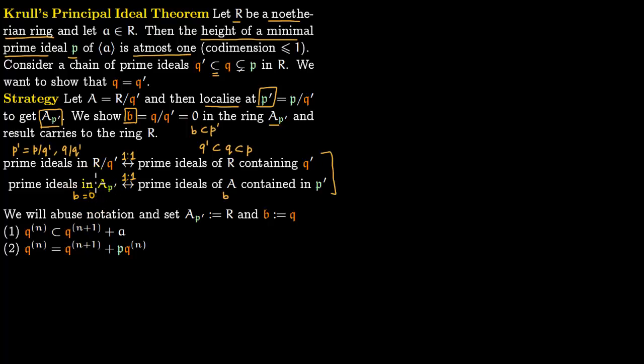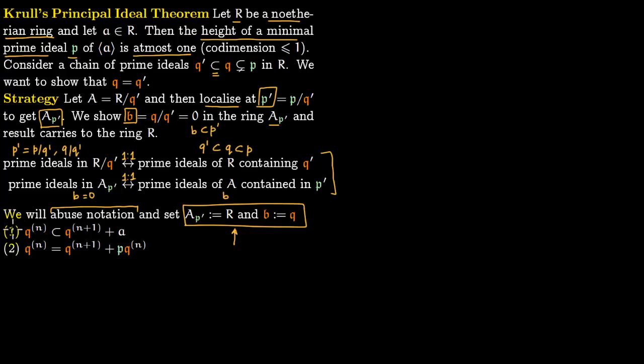Now we will abuse the notation because it's not going to make much of a difference. A P prime we will set as R, and this B we will set as Q. So we are just forgetting about modulo by Q prime and then localizing it. So we are just going to rename this. So this is just abuse of notation. We are not forgetting anything. We are just rewriting it like this because we will have to localize a couple of times again. This we have to remember, but it does not make any difference, because if R is Noetherian, then its localization is also Noetherian.